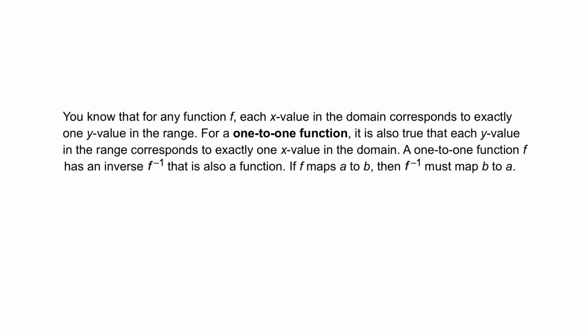You know that for any function f, each x value in the domain corresponds to exactly one y value in the range. For a one-to-one function, it is also true that each y value in the range corresponds to exactly one x value in the domain. A one-to-one function f has an inverse f inverse that is also a function. If f maps a to b, then f inverse must map b to a.